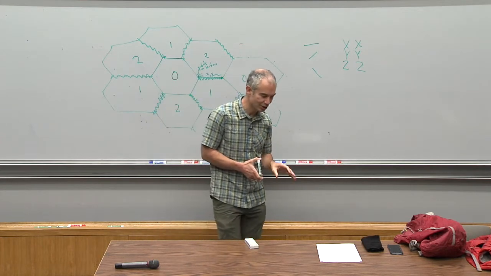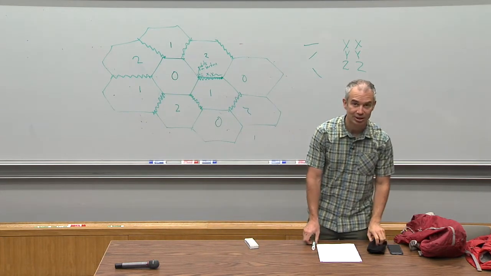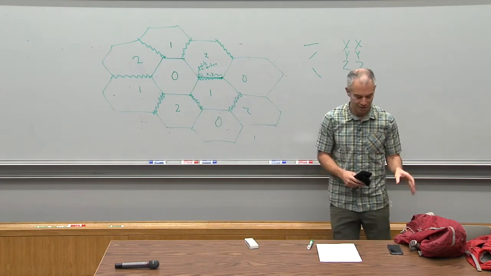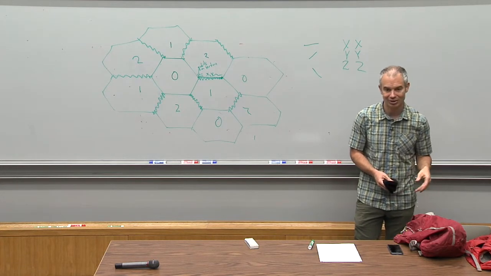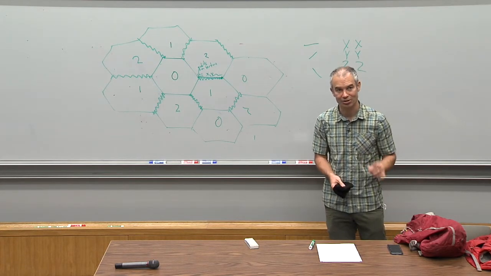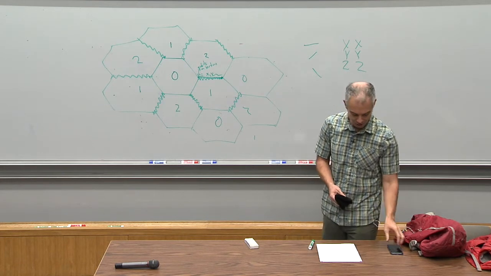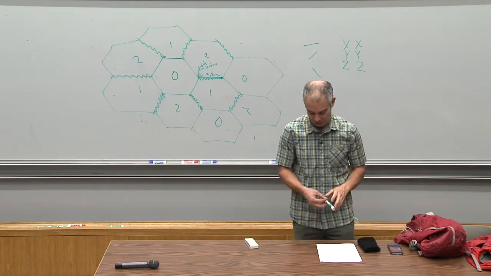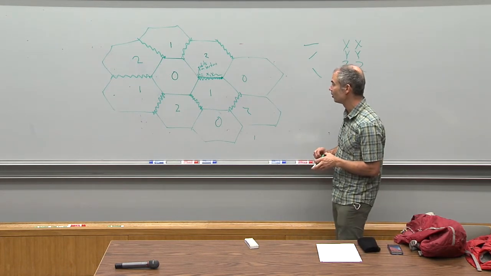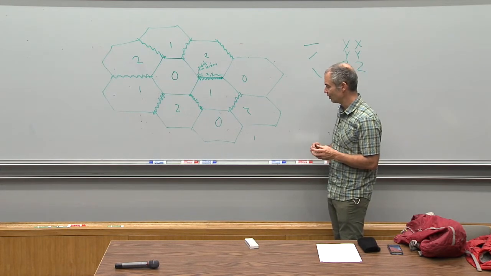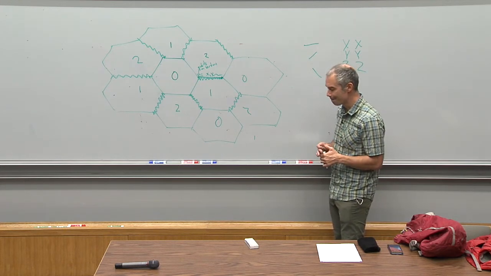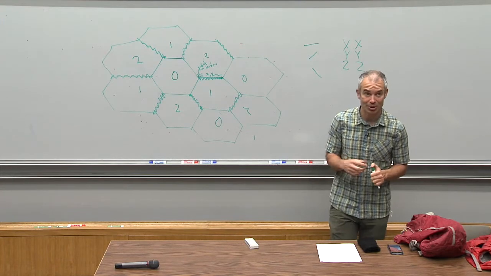And we said, OK, these are the checks of the code, but you measure them in a particular sequence. You measure all the 0 checks, then all the 1 checks, then all the 2 checks. And you repeat the 0 checks, 1 checks, 2 checks, and so on. You repeat these measurements in exactly that sequence. And the interesting thing about that sequence is that it now winds up encoding quantum information.